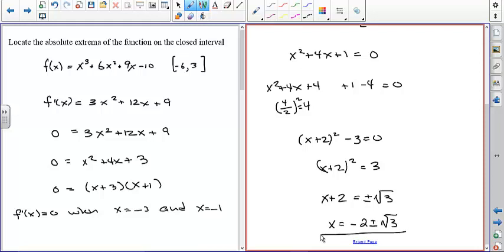So that's how you would have solved the problem if I hadn't rewritten it. And you could also use the quadratic formula and get the same result.